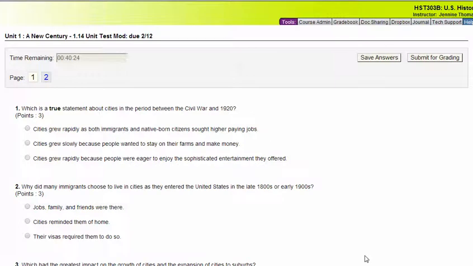Everyone, this is Mrs. Thomas, and I'm going to be reading you the U.S. History Part B, Unit 1 Modified Test. This test does have an answer option removed, so you will see 3 answer options for each question. I'll be reading the questions and the answer options to you.